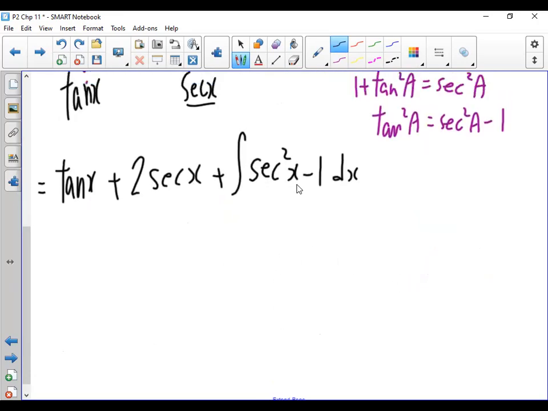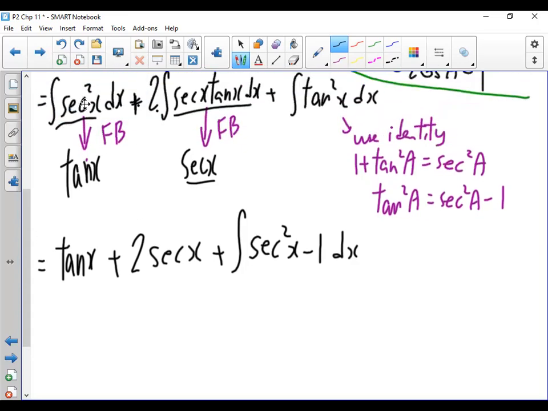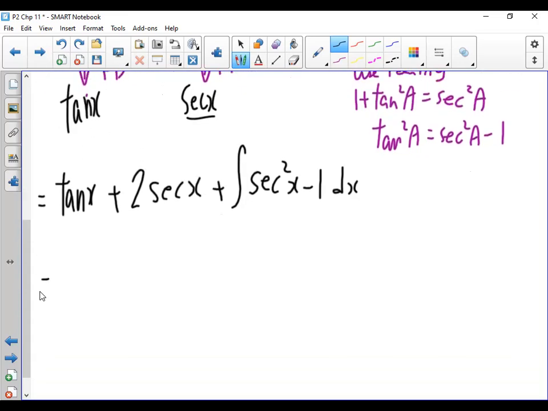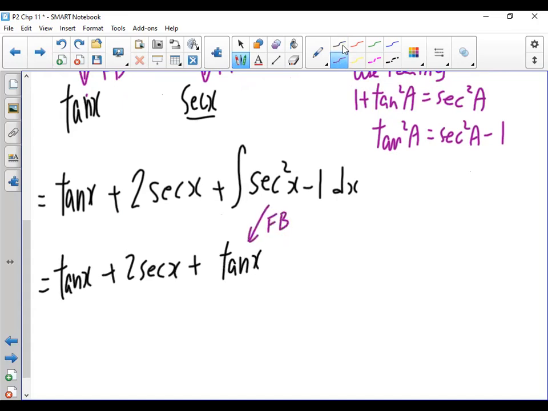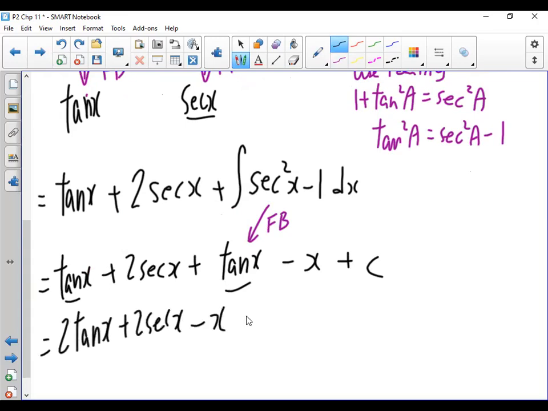Now sec squared x, again using the formula booklet, sec squared is tan x. Therefore, we can write tan x plus 2 sec x plus the integral of sec squared x is tan x. Again, how do you get that? From the formula booklet. Integrate 1 gives x plus c. We can simplify: tan x, 2 sec x, minus x plus c. And that's the final answer.